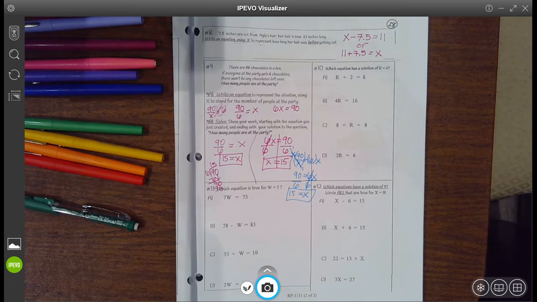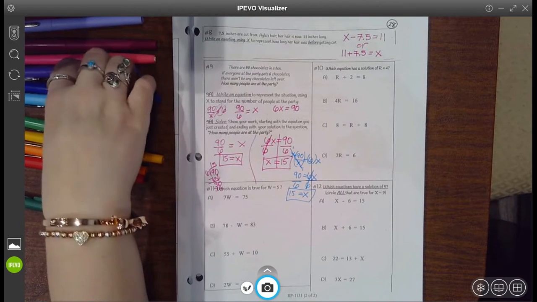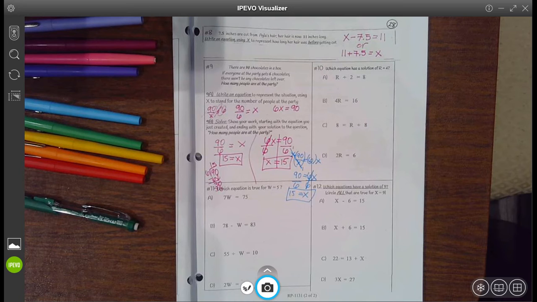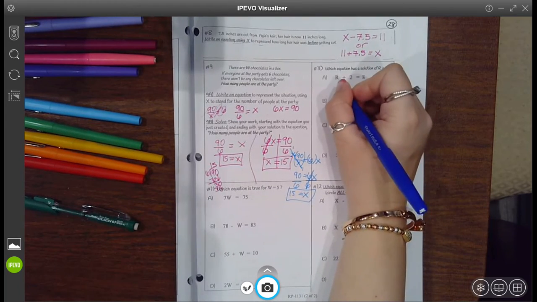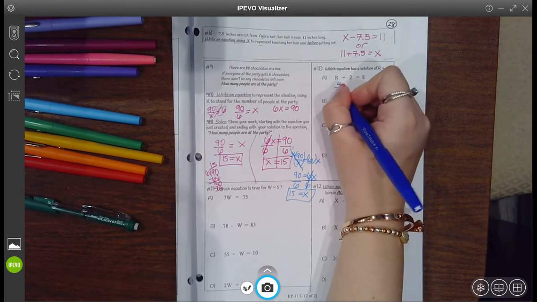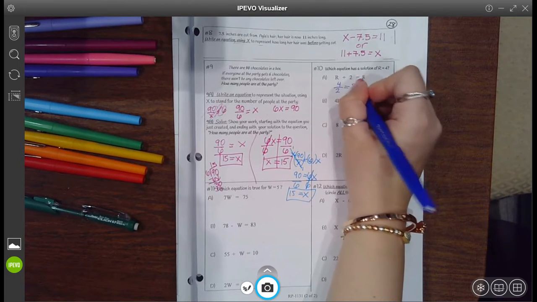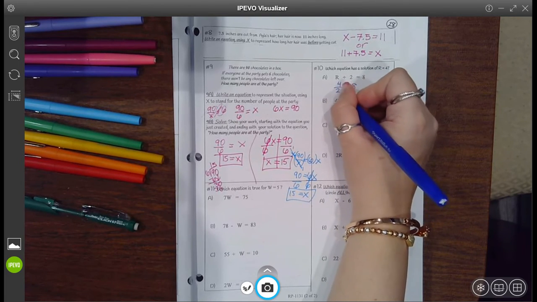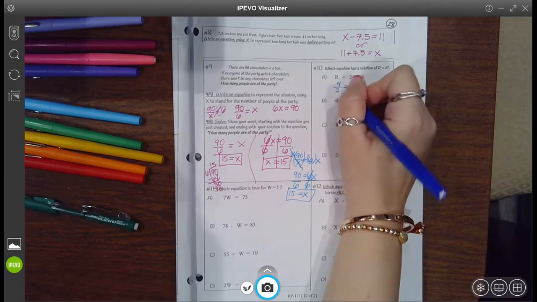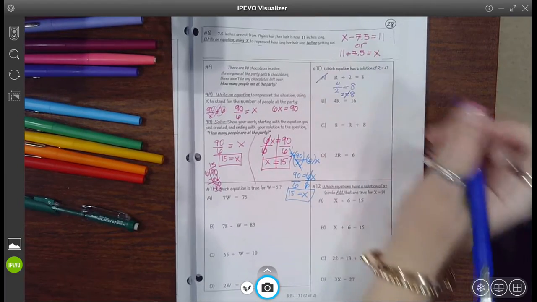All right, our next one says, which equation has a solution of r equals 4? Always double check them all because what if there's multiple ones? Okay, this says 4 divided by 2 equals 8. Well, 4 divided by 2 is 2. Does 2 equal 8? No.